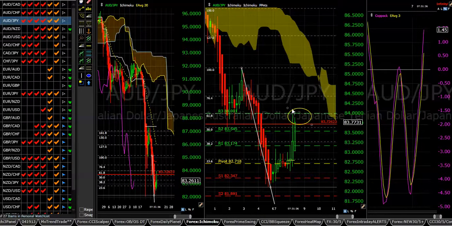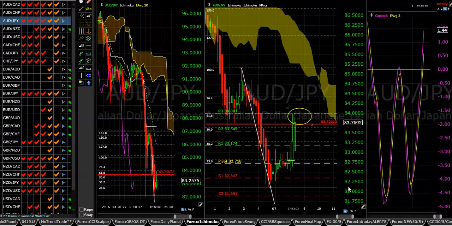This pair would not quite qualify as a short yet. Personally, I'd like to see more confirmation of that via the Chikou curve on the 4-hour chart moving down. I might start looking at it when we have a 1-hour Chikou curve crossover. But I'm not in the trade yet. That's what I'm watching this morning, though, for some confirmation that this pair has moved back down again.